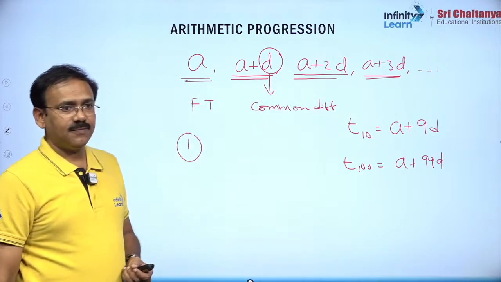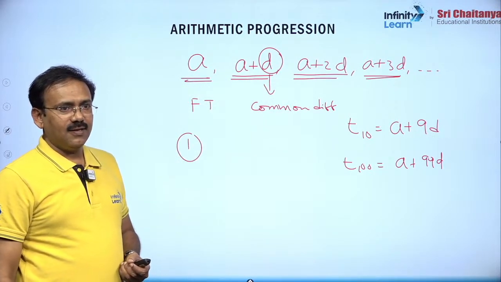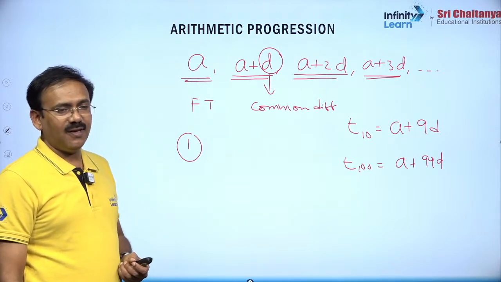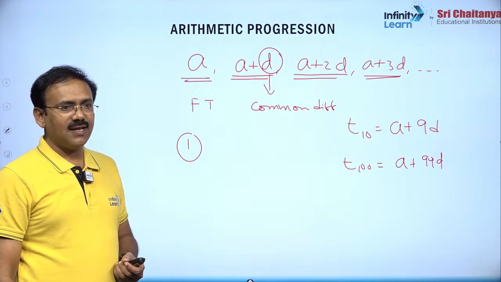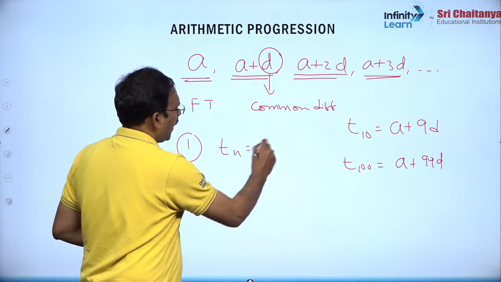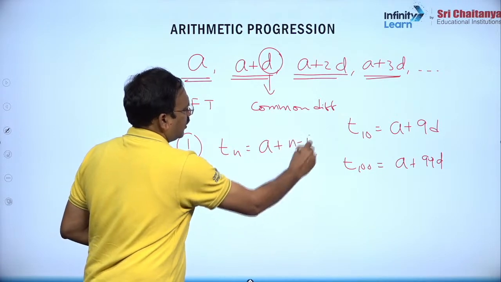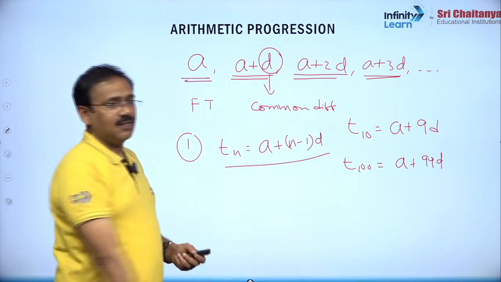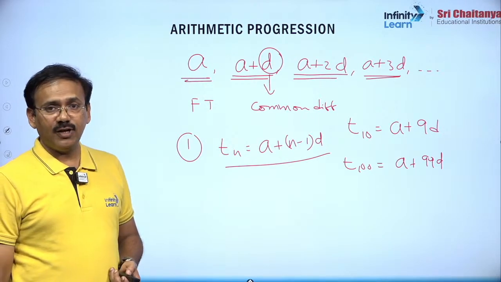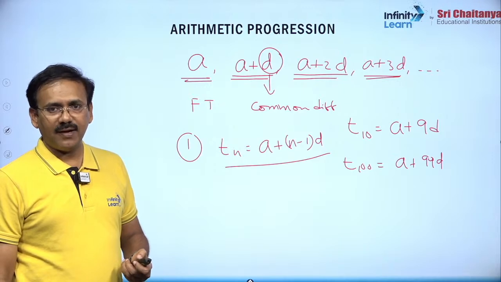So my dear friends, good evening everyone. This is the sequence and series topic, a quick revision class. So the nth term of an AP is going to be A plus n minus 1 into D. You are absolutely correct, dear students. It is A plus n minus 1 into D, the nth term of an AP.